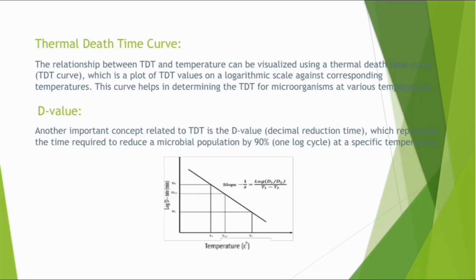Now, let's take a closer look at the thermal death time curve. This curve illustrates the relationship between TDT and temperature. Essentially, it's a plot that shows TDT values on a logarithmic scale against the corresponding temperatures. What this helps us do is visualize how the time needed to kill microorganisms decreases as the temperature increases. This is crucial because it allows us to determine the TDT for different microorganisms at various temperatures, which is vital for designing effective thermal processes.